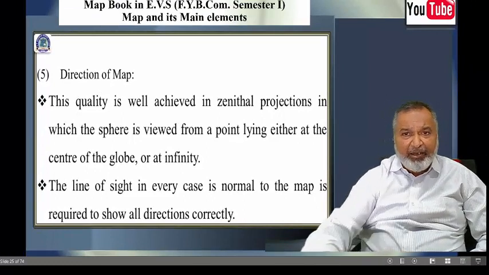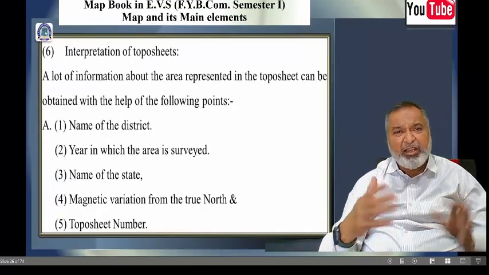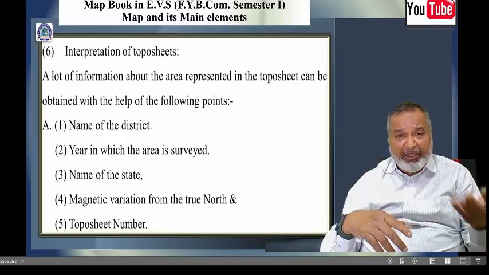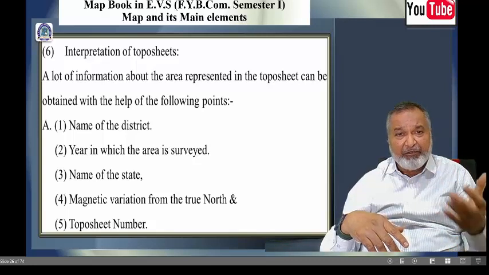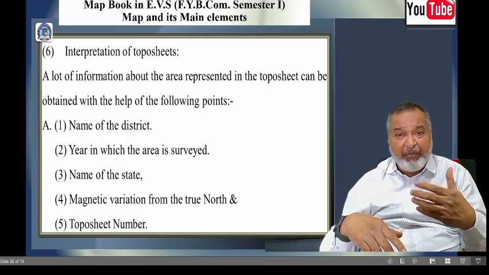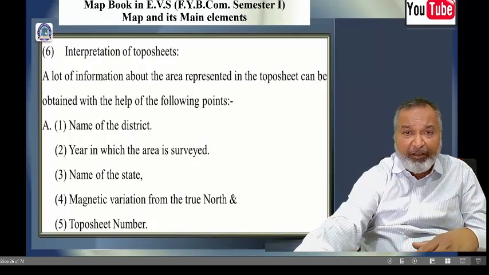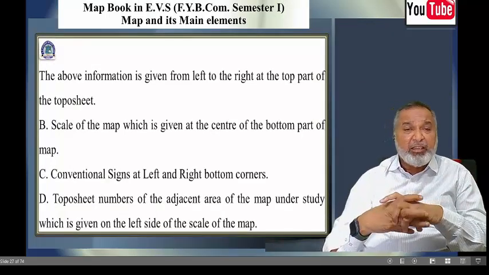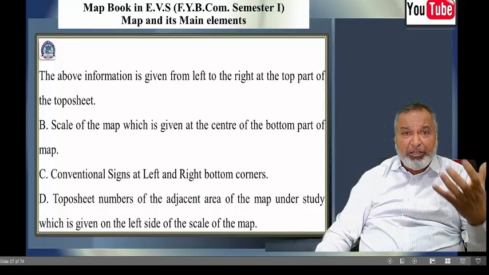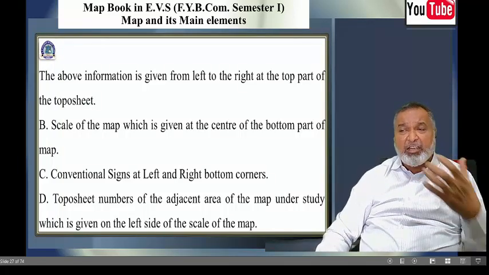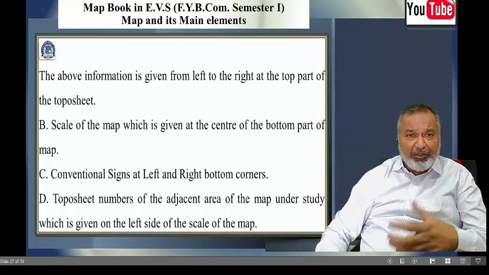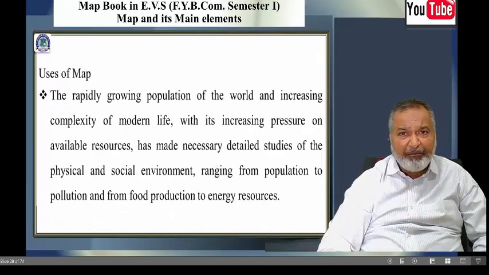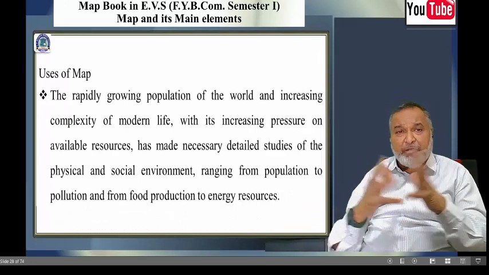We have already done directions now, how the directions have been mentioned. Now, what information will be read from the Toposheet map? The name of the district, the year in which it was surveyed, the name of the state, the magnetic variation from the true north, and the Toposheet number. In addition to this, there are the colors used in the map, the scale, the convention signs, and the Toposheet numbers.